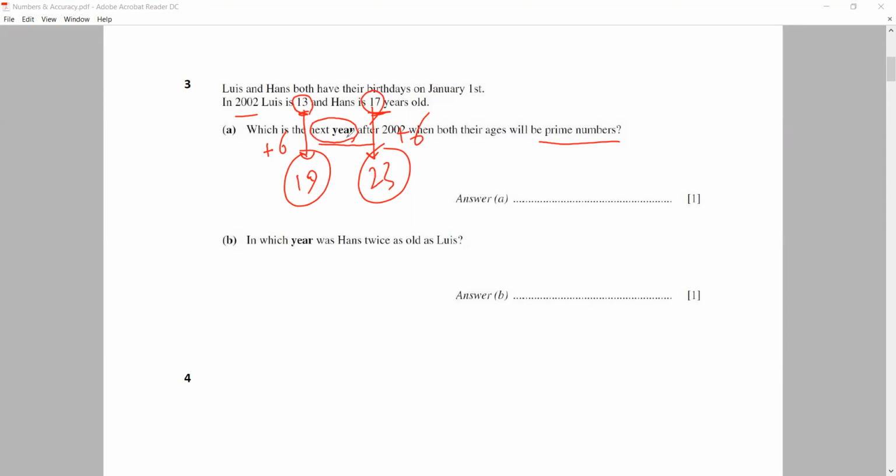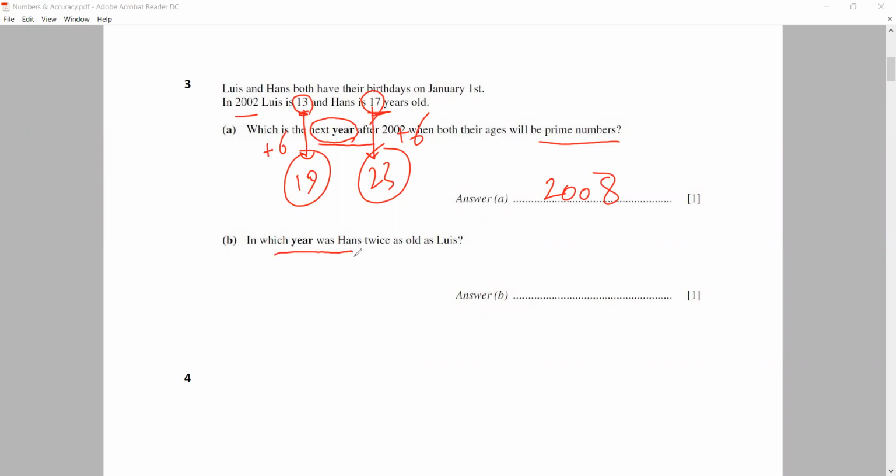So don't go too far. Let me see, did I go too far? How about I add 5? No, if I add 5, this is 17, which is prime. But if I add 5 to 17, that gives me 22. 22 is not prime. It can be divided by 2. So that's it. The answer is, what's the next year after 2002? 2002 plus 6, that's 2008, right?